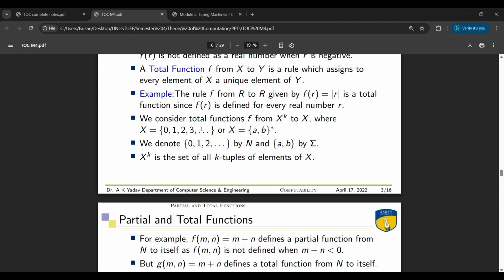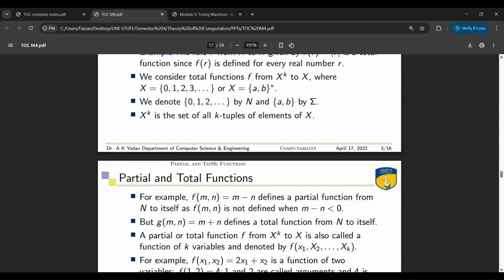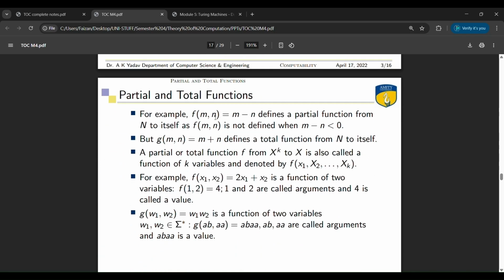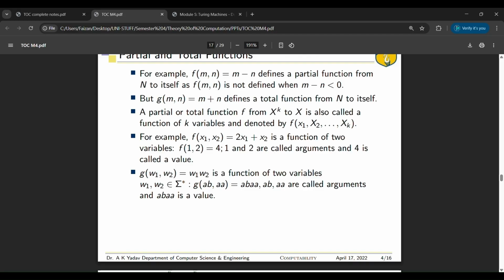We consider total functions f from X^k to X, where X is 0 and so on, or belongs to a certain alphabet. We denote 0, 1, 2, 3 as natural numbers, and the variables by sigma. These are our terminals that we've been using throughout. X^k is a set of k-tuples of elements of X. Basically, k number of elements in the tuple, that's all it means. Partial and total functions continued. You have the example f(m,n) equals m minus n, which is a partial function because it is not defined for negatives. Similarly, when you have g(m,n) equals m plus n, it is defined for all natural numbers. So this is a total function.